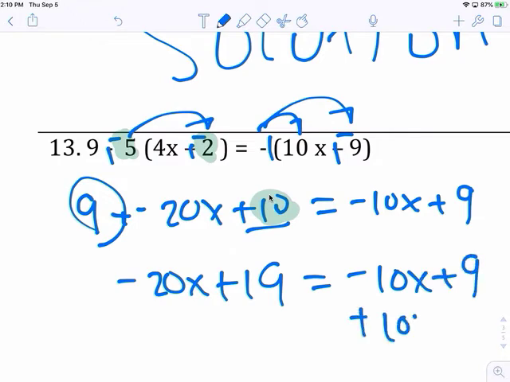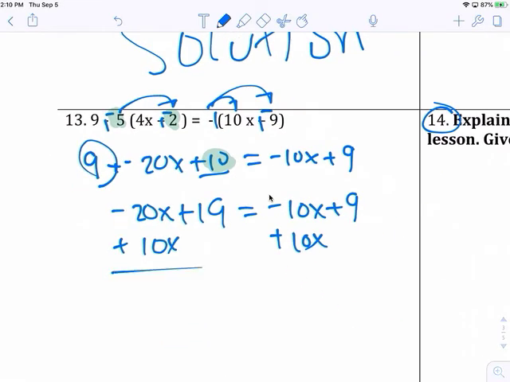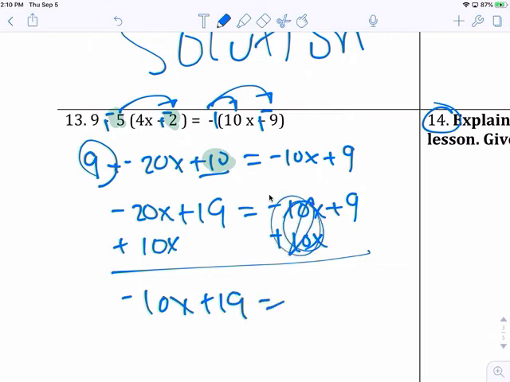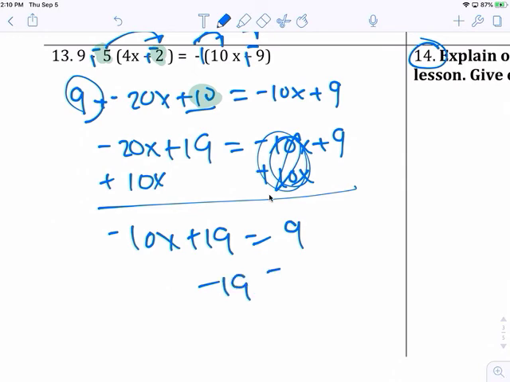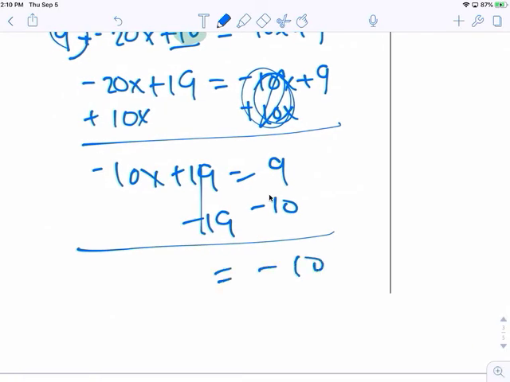Make zeros to one of them. I like making zeros to the variable first. Negative 10x plus 19 equals 0 plus 9 is 9. Minus 19, minus 19. You get negative 10 equals negative 10. x divided by negative 10.